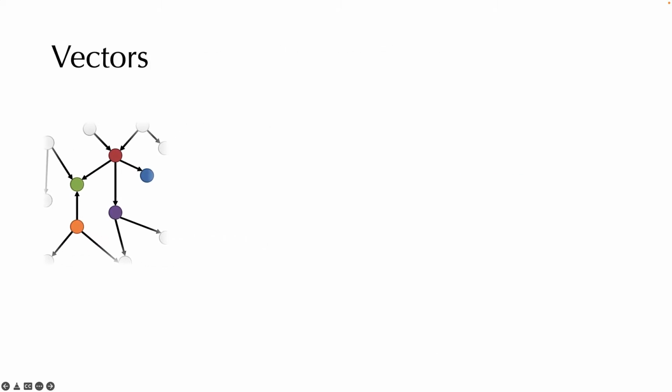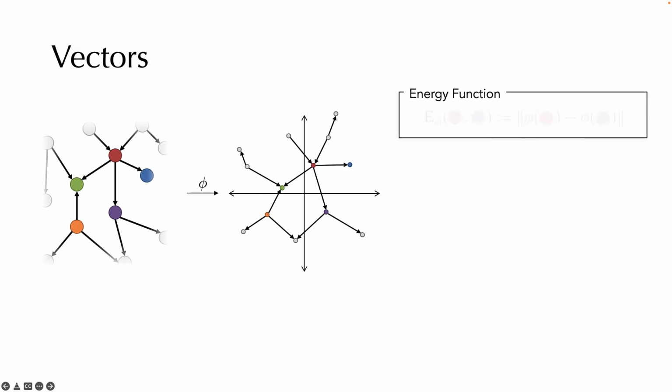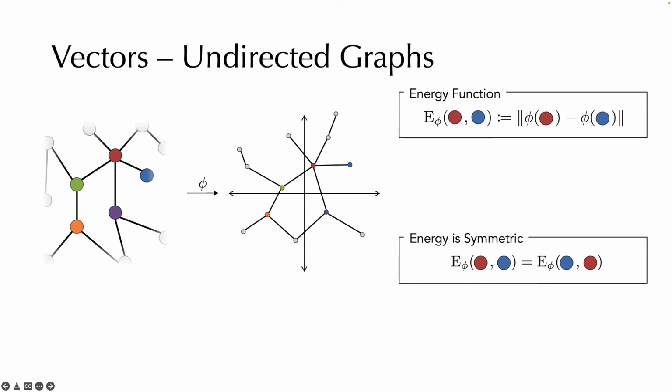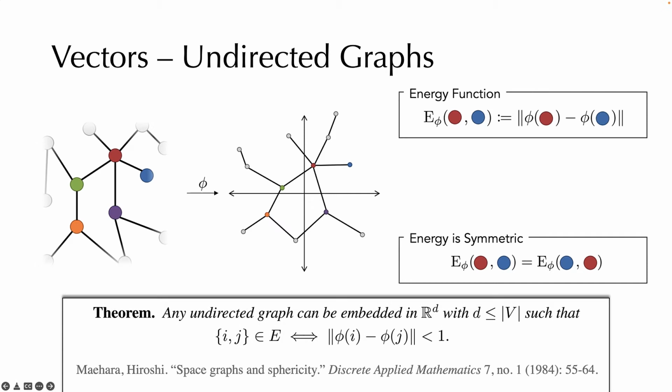The most obvious approach would be to represent the nodes as points in Euclidean space, using their distance as the energy function. As this energy function is symmetric, however, it can only hope to represent undirected graphs. It was known as early as 1984 that any undirected graph can be embedded using this approach.